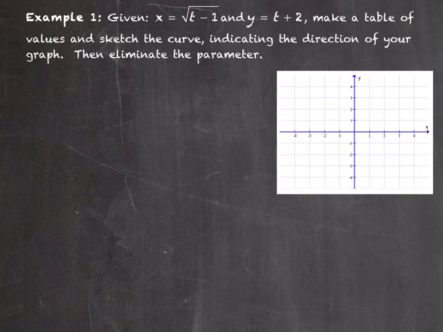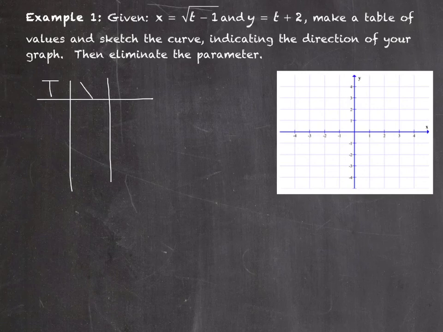this object is moving. So, for instance, let's say we set up a table, and in this table we are going to have three columns. So time and x and y. And so we'll pick some random values for time, maybe 1 second, 2 seconds, and 5 seconds, and that should be enough. So you're going to plug your time value, t, into both the x and the y equation.